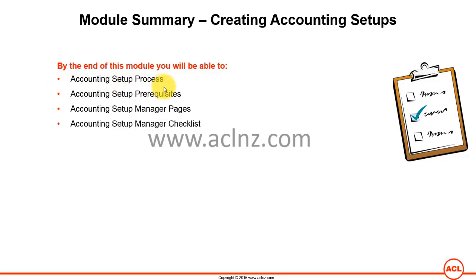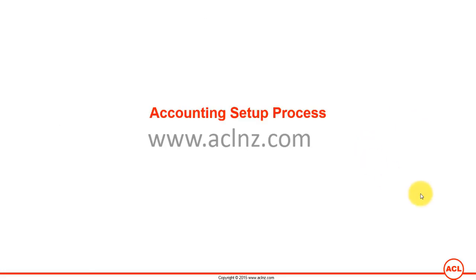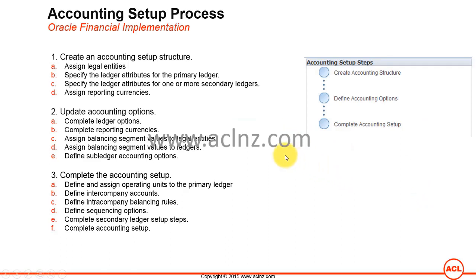Alright, so let's get started with the first topic of understanding the setup process of accounting at a summary level. Accounting setup process. The accounting setup process consists of three major steps. So let's discuss them one by one. The first step is you've got to start by creating an accounting setup structure, and this in itself consists of a number of sub steps, which include you've got to create and assign a legal entity, you've got to specify the ledger attributes of the primary ledger, assuming that you've already created the ledger.